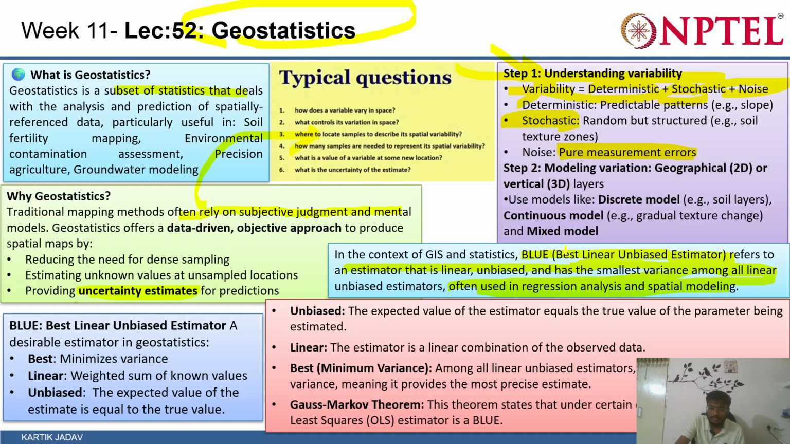So let's understand this BLUE. What is unbiased? Unbiased means the expected value of the estimator equals the true value of the parameter being estimated. While linear means the estimator is a linear combination of observed data, and best means minimum variance. So among all linear unbiased estimators, BLUE has the smallest variance, meaning it provides the most precise estimate. And the Gauss-Markov theorem states that under certain conditions, the ordinary least squares OLS estimator is BLUE.